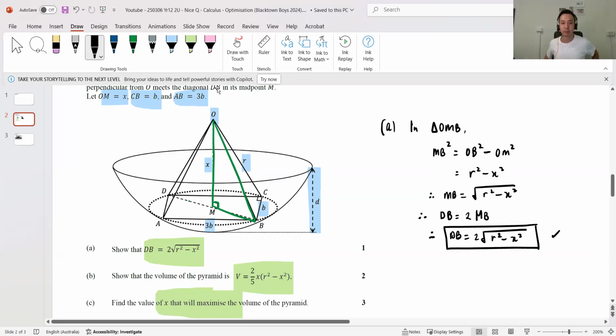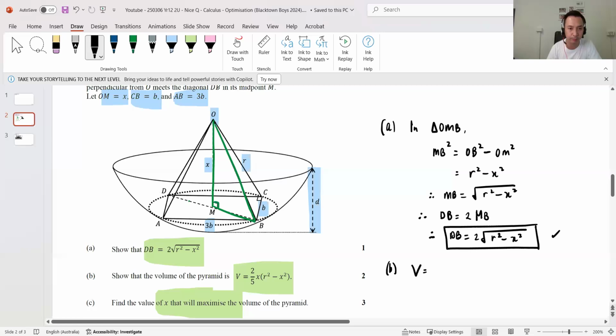But 2 marks to prove. Now, I always say this to my students: if you couldn't do part B and prove that volume, you can still differentiate that and basically get the 3 marks in part C. Don't just stop when you freeze in part B. So, part B. The volume.